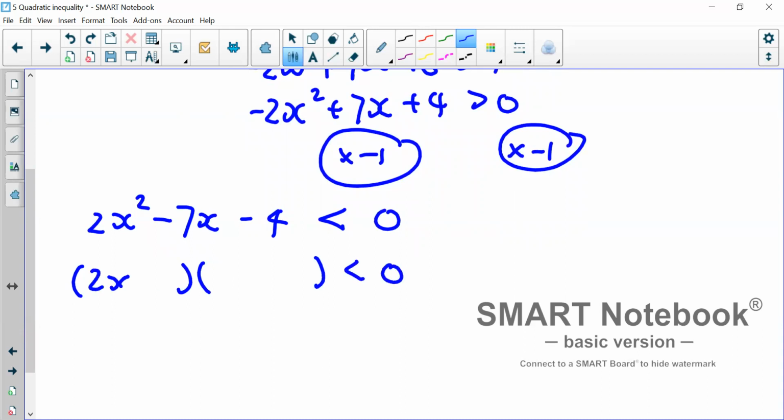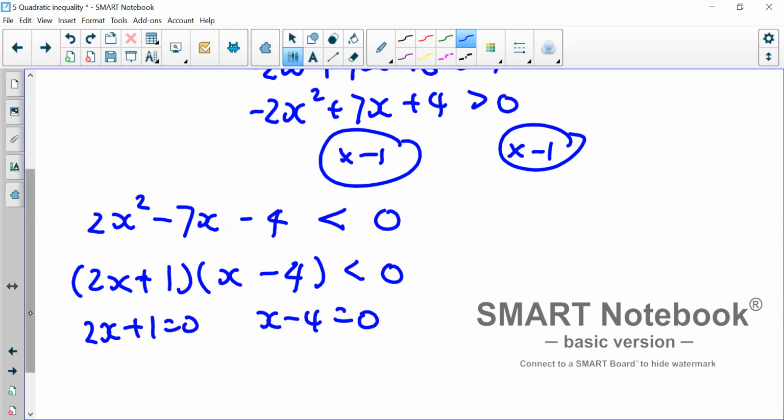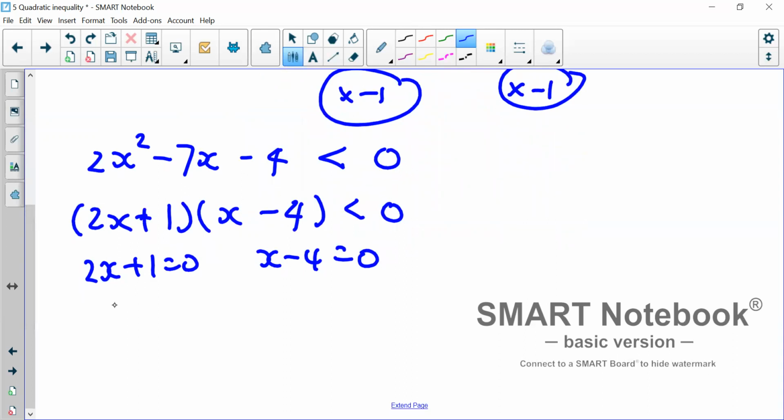So we'll get 2x and x go inside the bracket first. We want something times together to give you a 4, but then when we simplify, open the brackets, we'll get minus 7 in the middle. So we had to have a minus 4 and then plus 1. So now we have 2x plus 1 equal to 0, or x minus 4 equal to 0. So solving the equations together, two roots, we'll get x equals minus a half, or x equals 4.